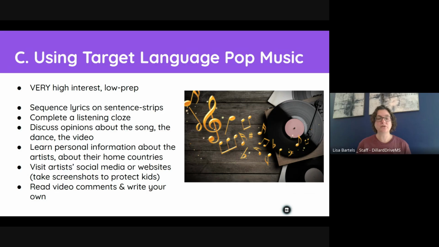Same thing with a cloze. They listen and they have to fill in specific words. Don't feel like you have to use the whole song. You can use just a little piece of it, even with those very beginning students. Have kids discuss their opinions about the song, the dance, the video.